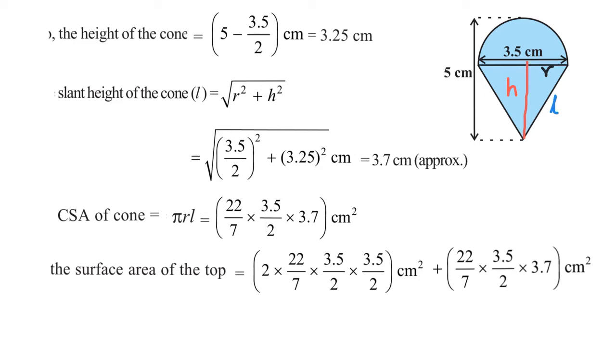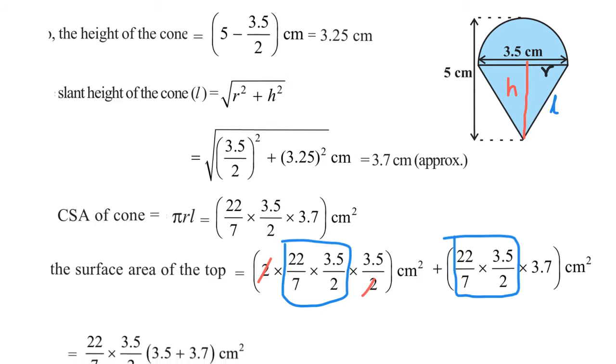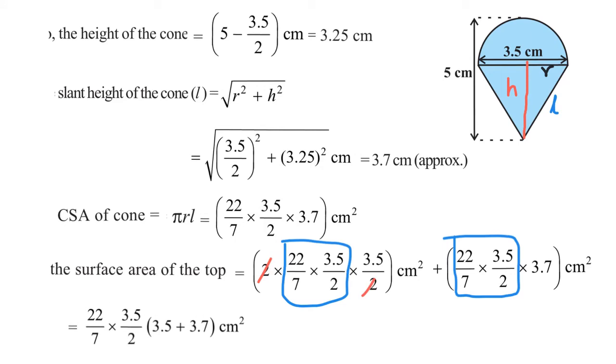We can cancel 1/2 with 1/2 over here. Now 22 over 7 times 3.5 over 2, 22 over 7 times 3.5 over 2, they are common in both. So can I remove them out as common terms and see what we get? If we simplify by removing 22 over 7 times 3.5 over 2 as the common factor, what are you left with in the brackets? You're left with 3.5 plus 3.7.